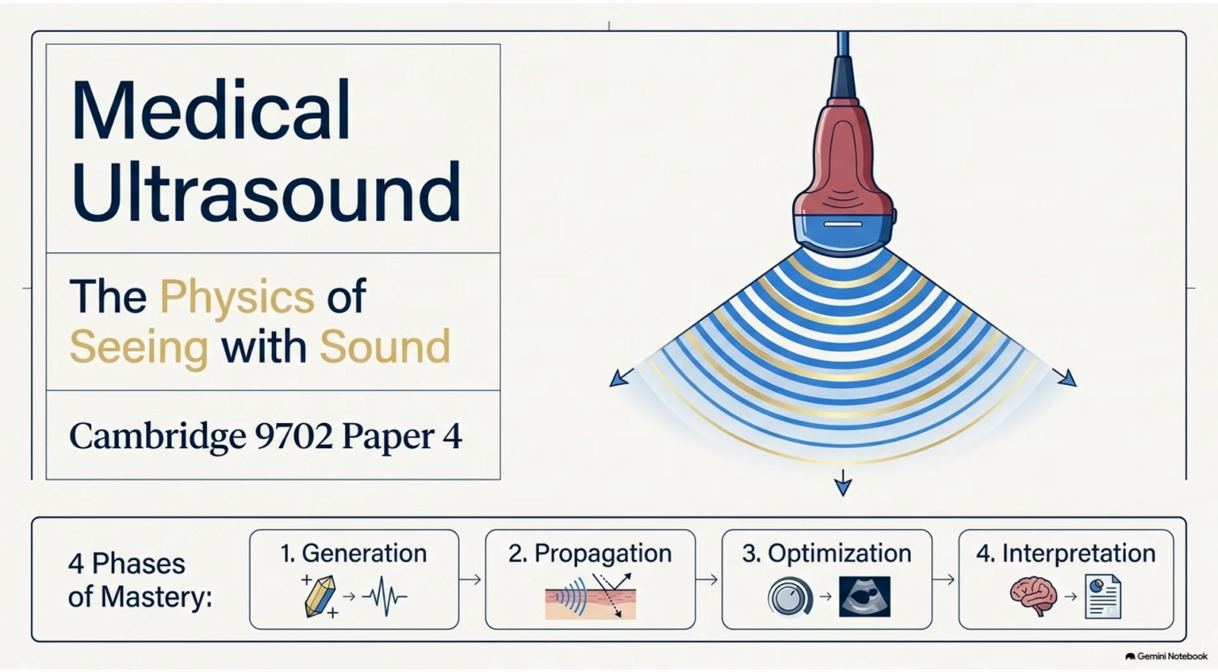The key idea is simple: we send sound waves into the body, they interact with different tissues, and some of the waves are reflected back to the transducer. By analyzing these echoes, the ultrasound machine can construct an image of structures inside the body. In this lesson, we will follow 4 important stages: generation, propagation, optimization, and interpretation. Let's begin by understanding how ultrasound is produced.